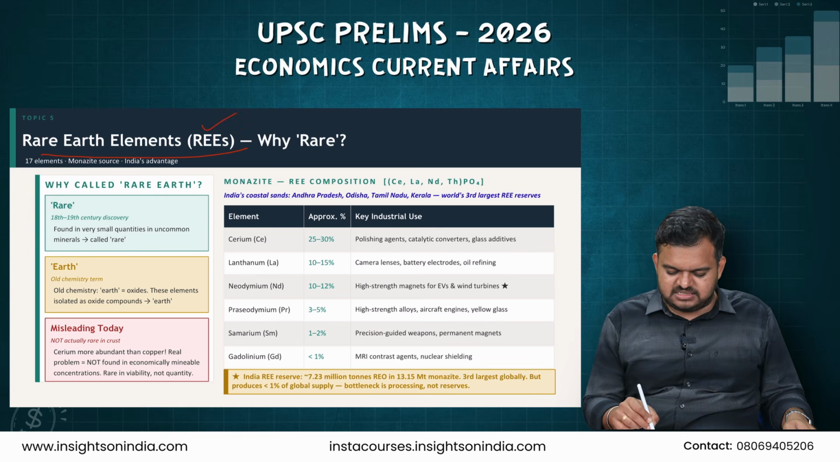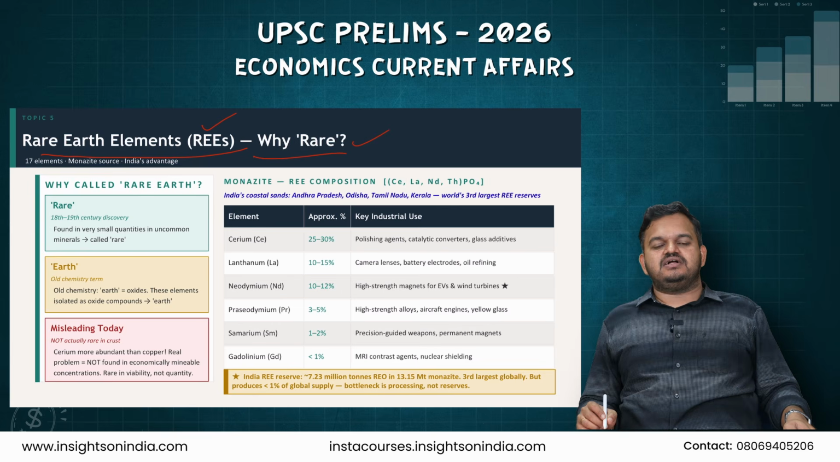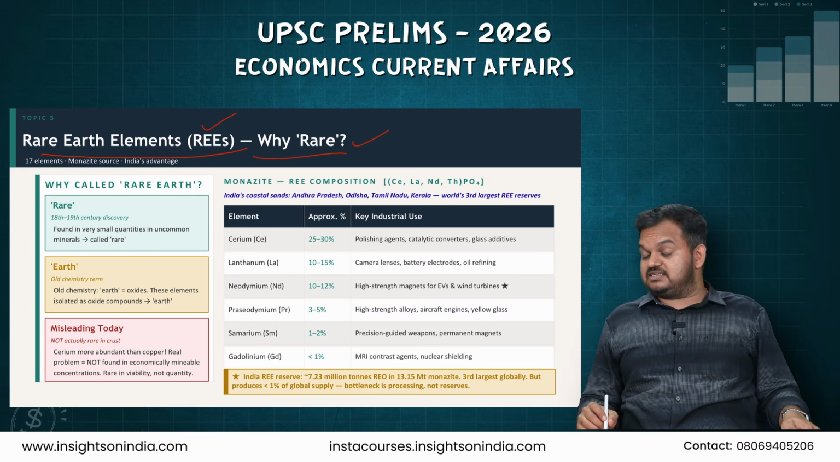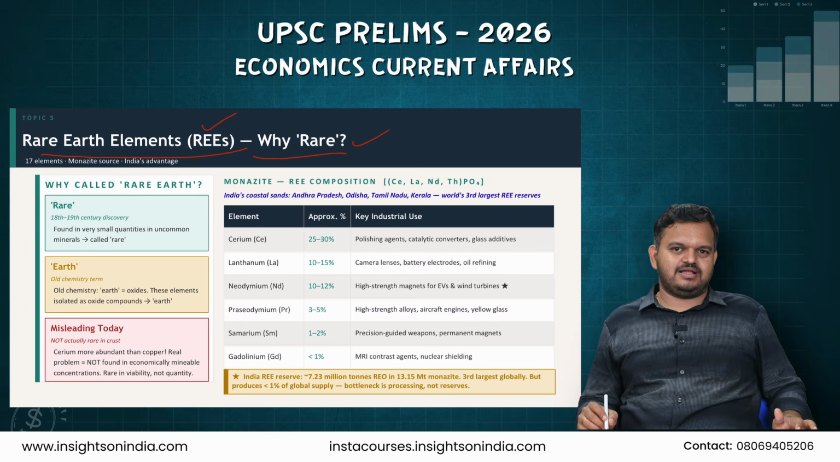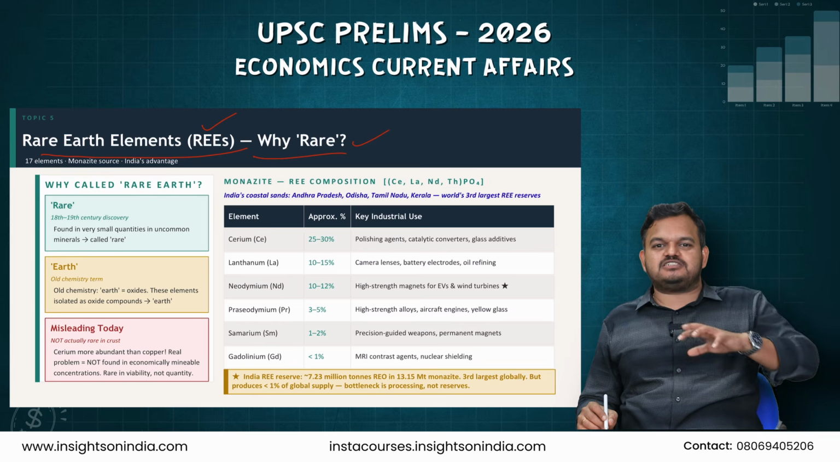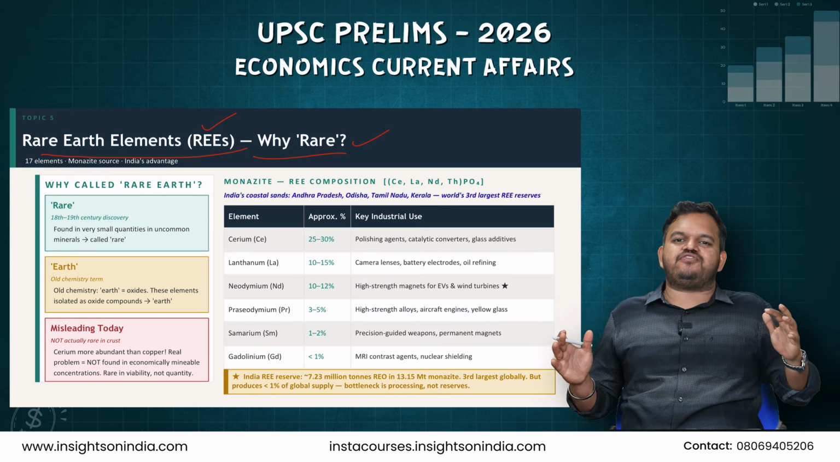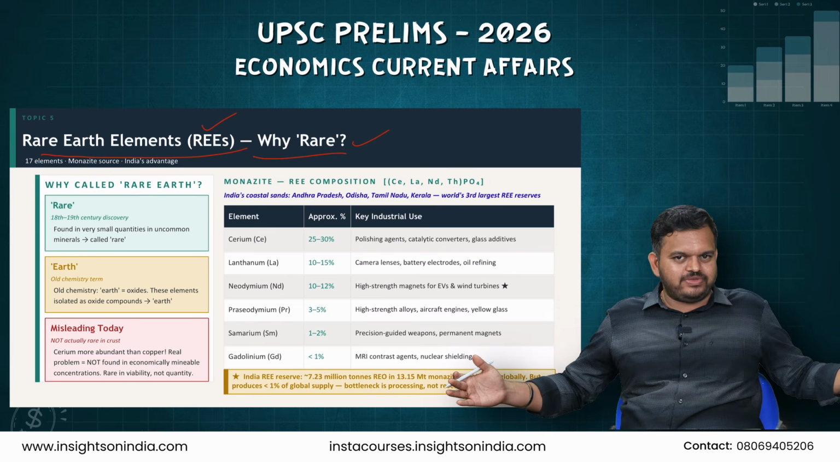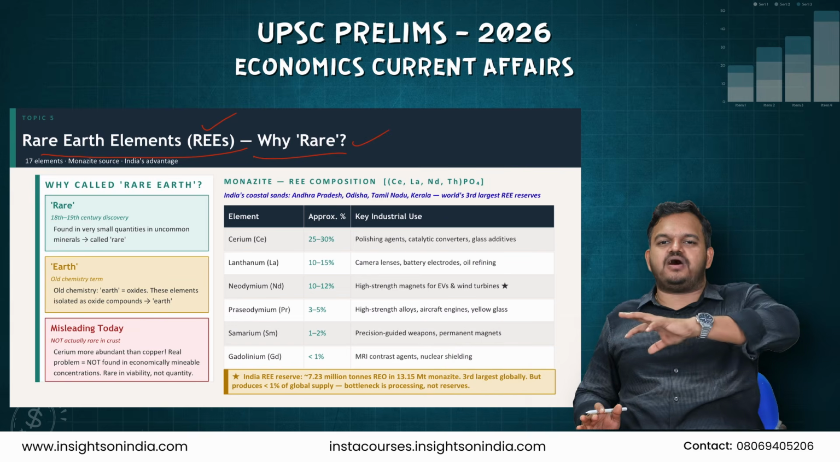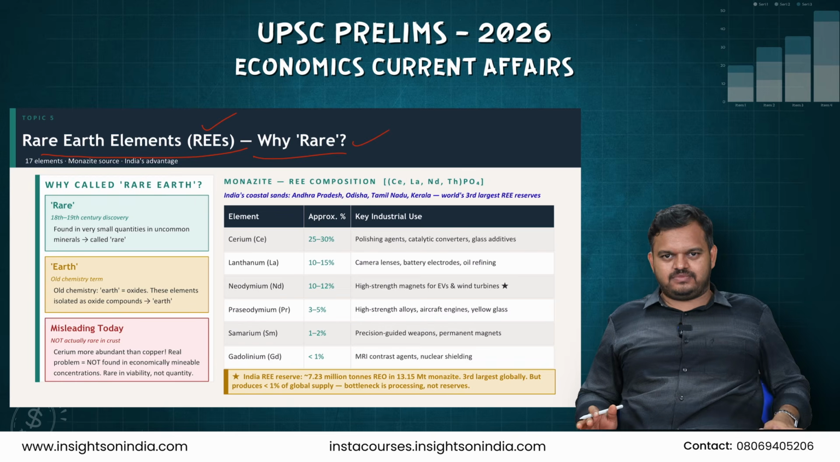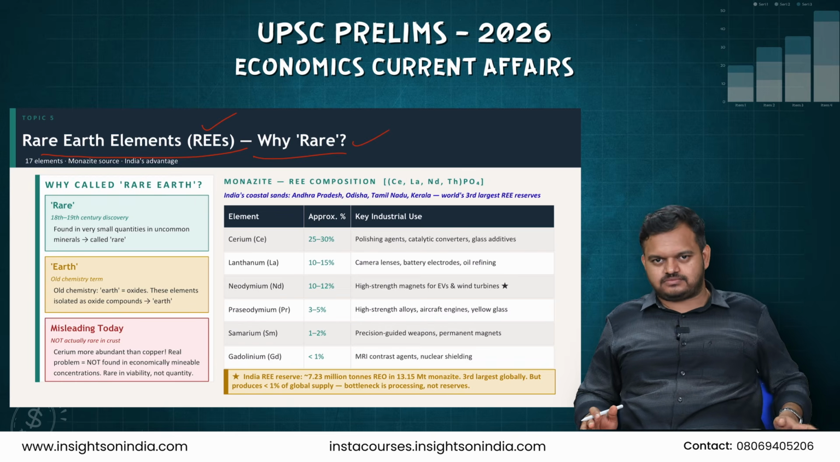Rare earth elements. The word rare doesn't mean that they are found rarely. No, it is not that. Rare means, though the quantity of availability is huge, they are not found in one place. They are sparsely distributed. That is what they are called rare.